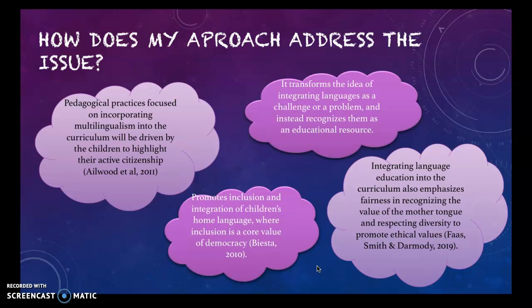The third point, it transforms the idea of integrating languages as a challenge or a problem, and instead recognizes them as an educational resource. So in this sense, I'm reconceptualizing languages from being a problem to being a valuable educational resource, which promotes ethical values. And the fourth point over here, by recognizing and celebrating children's home languages through language learning, my approach also respects diversity to promote ethical values like fairness, equality, and belonging.